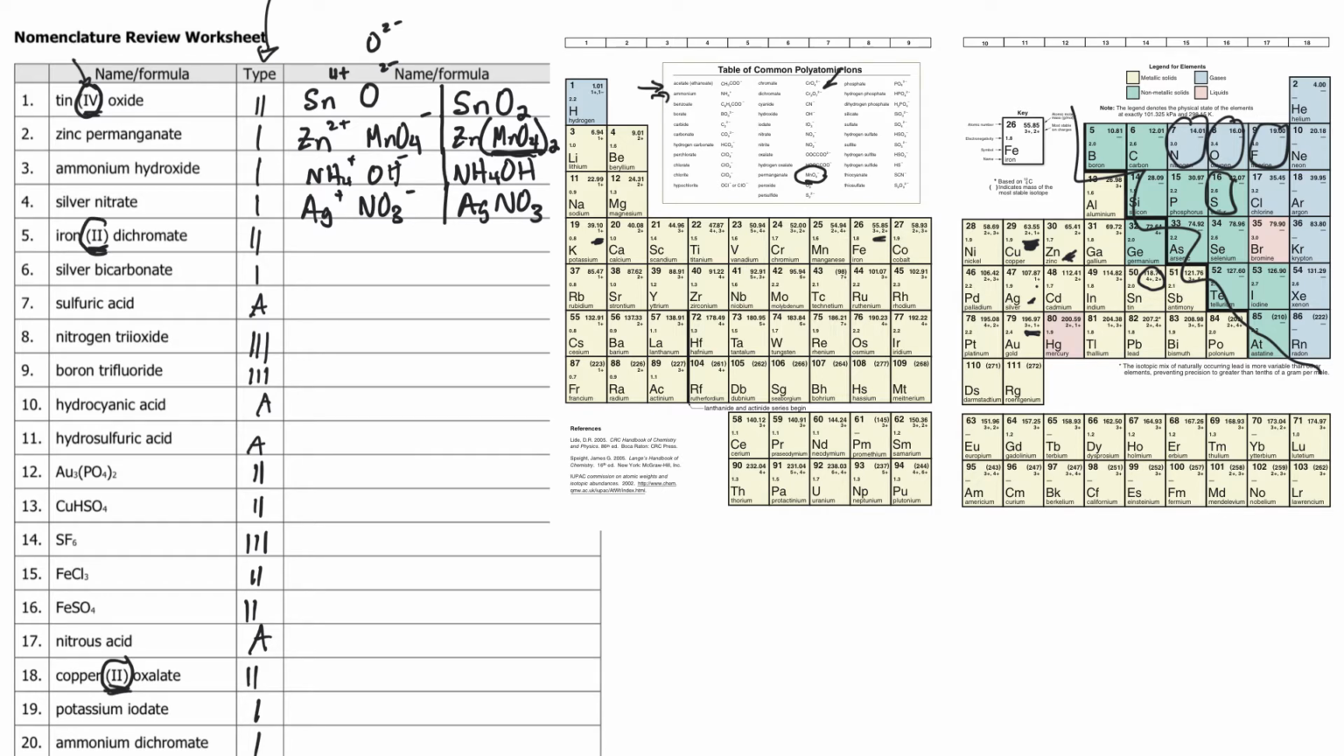Iron 2, so it's saying I'm using the iron 2 plus charge. So iron 2 plus. And dichromate, that's Cr2O7, and it's a 2 minus. So the charges even out, a 2 plus and a 2 minus. So I can just write it as FeCr2O7. Okay, silver bicarbonate. Silver, I'm just going to make my pen a little smaller, just so I can write better. Oh, that didn't help any.